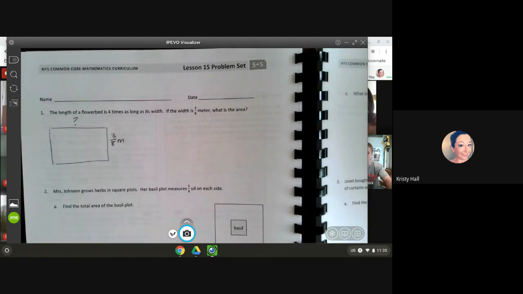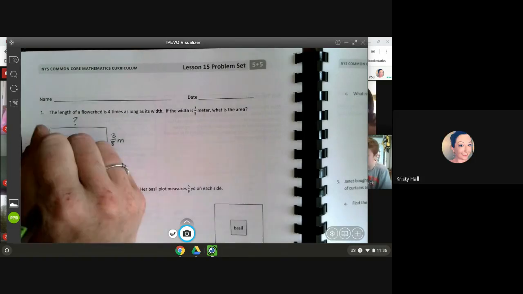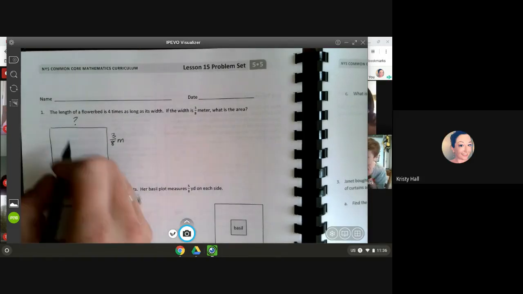So let's start by just drawing a visual representation of that. I'm showing what I know, which is the width. I don't know the length. What do I know about the length? I do know something about the length. The length is 4 times bigger than the width. So I'm going to multiply the width times 4.